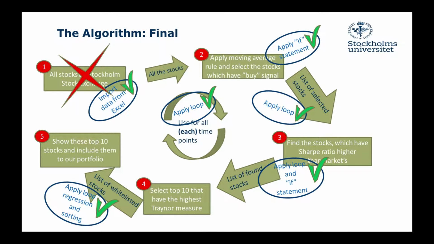So let's take a look at what we have done today. We have crossed out the second logical block, and we have the list of selected stocks, and also we have crossed out a big loop which we're going to use for all the data points.